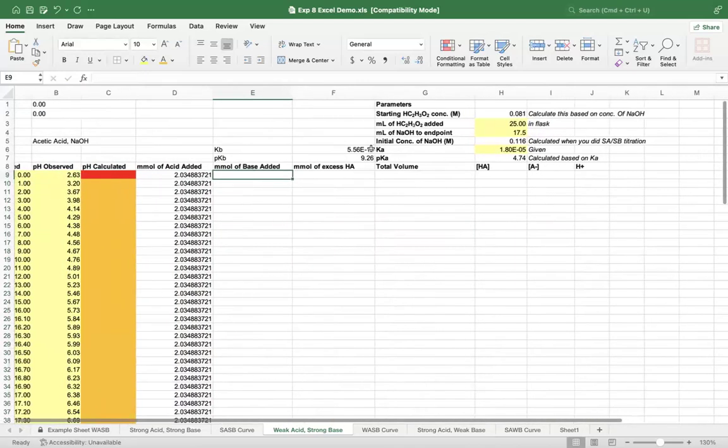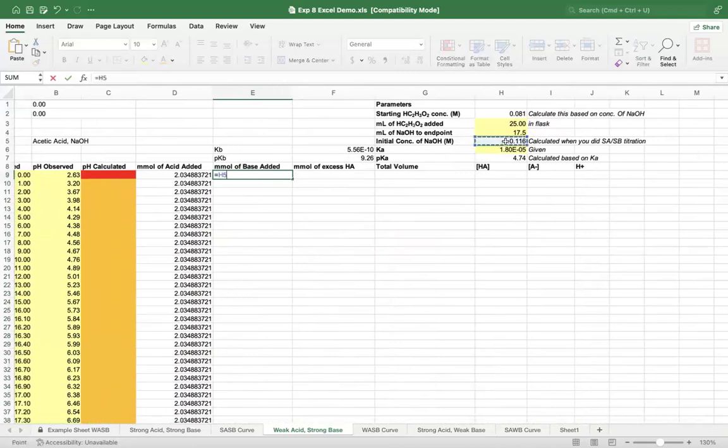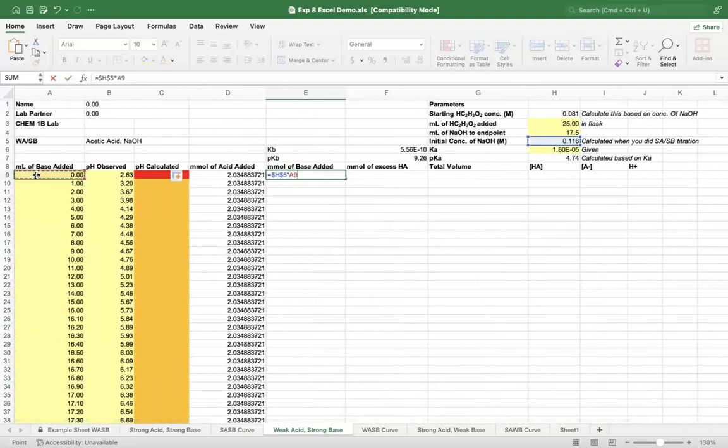Millimoles of base added. This is equal to the concentration of base, absolute referenced, times the volume added, column A. So it's the amount of base, column A. I'm going fast, I'm sorry, because this is a long titration lab, and I assume you guys will pause this. If you're not pausing it, realize that you can pause it after each one of my steps and then catch up. We hit enter.